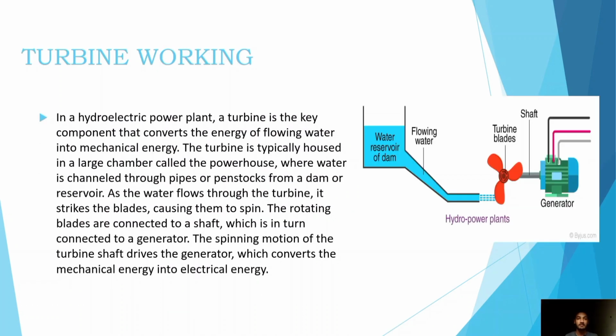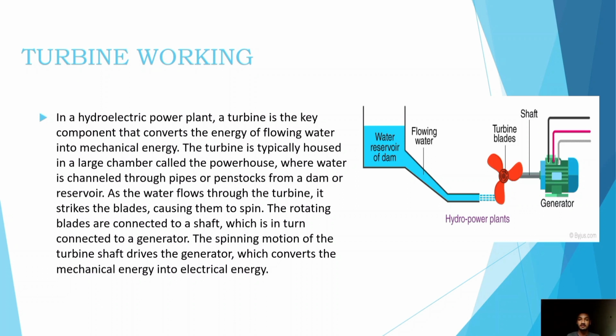Now about how the turbine works. In the figure we see that water from the reservoir of the dam flows through a narrow path which strikes the blade. When the turbine blades rotate, they give mechanical energy to the generator, and the generator converts that mechanical energy into electrical energy. In a hydroelectric power plant, the turbine is a key component that converts the energy of flowing water into mechanical energy.